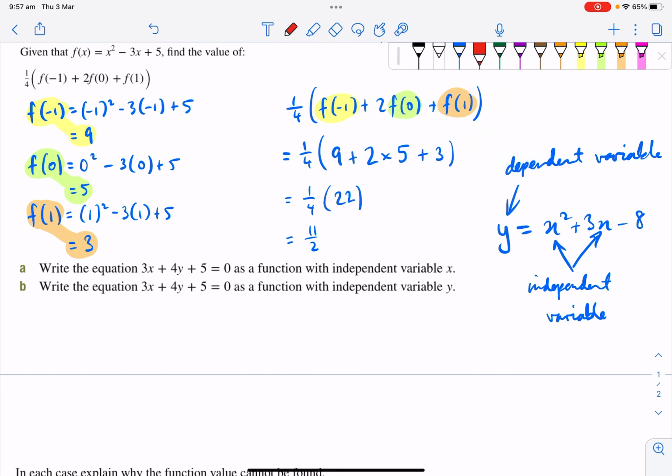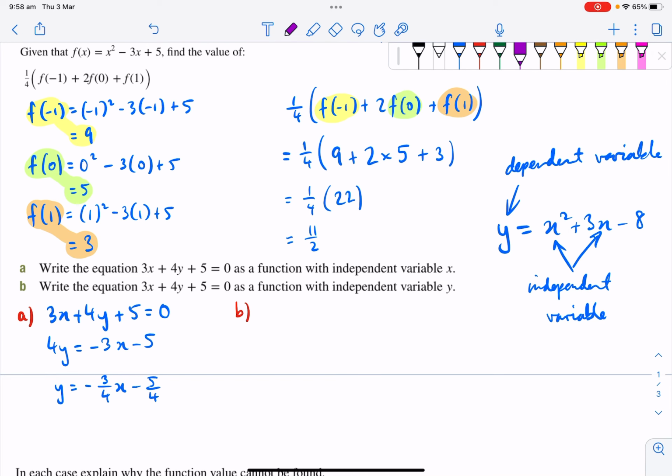So let's go ahead and do that. So we have 3x plus 4y plus 5 equals 0. We're going to make y the subject. So we have 4y equals minus 3x minus 5. I've just moved them both to the other side. And I'm going to individually divide every term. Negative 3 over 4 x minus 5 on 4. And that's it. That's literally it.